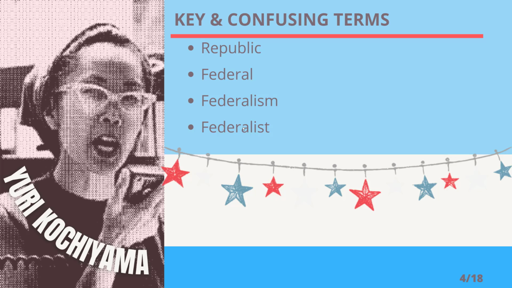Okay, federalism. Finally, federalist. This is a historic term. This is referring to a person, pretty much we're talking about 18th century individuals, or at least in this context of this presentation. A federalist is a person who is in support of big government, strong centralized government.